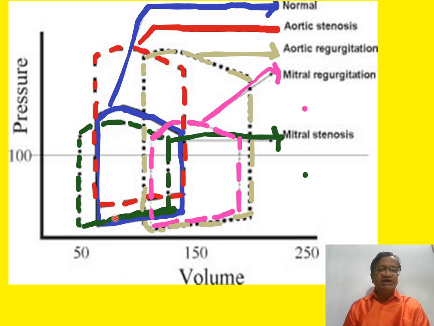Now if you want to see here, this is the normal. The blue one is the normal. The green one is the mitral stenosis. What is aortic stenosis? See here, height is raised. In mitral regurgitation, see here, it is shifted to the right and the width is high. In aortic regurgitation, this is the curve. So unless you are sure of how the curve behaves in each valvular lesion, we are not very clear about the treatment schedule.